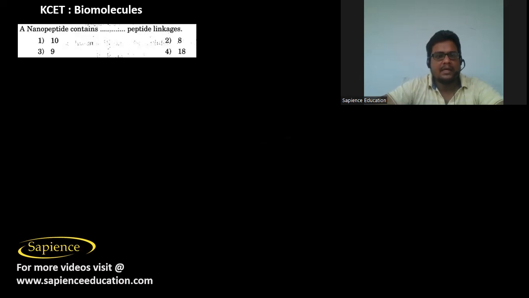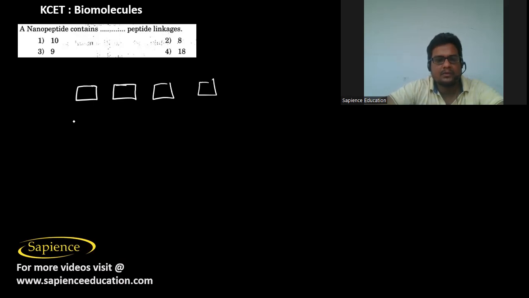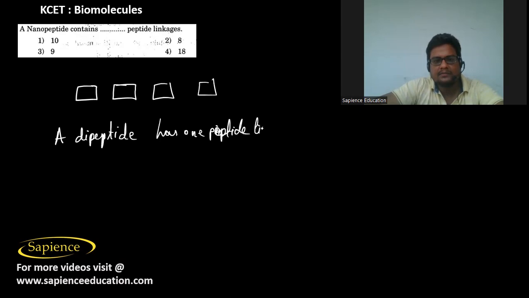Then it is told, a nanopeptide contains. So a nanopeptide means that 9 peptides are there. So the rule is that if we have a dipeptide, a dipeptide has one peptide linkage. It has got one peptide linkage.